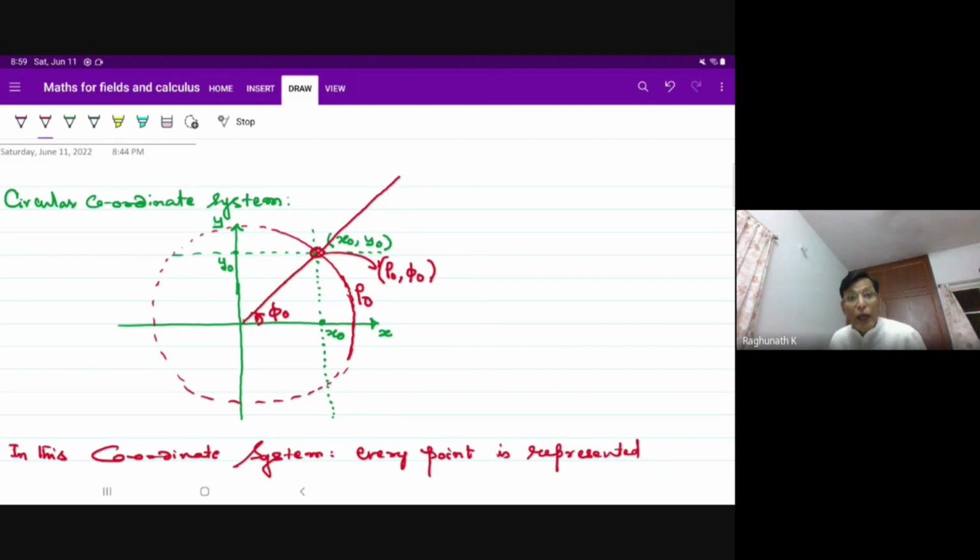In which, careful, in x naught, y naught, both will have the same units, meters, centimeters, whatever it is. But in this, one is in meters or centimeters, other is angle unit, right? Normally, meter and radian is the normal thing when we are following the SI system of units. We can talk about it as degrees also.